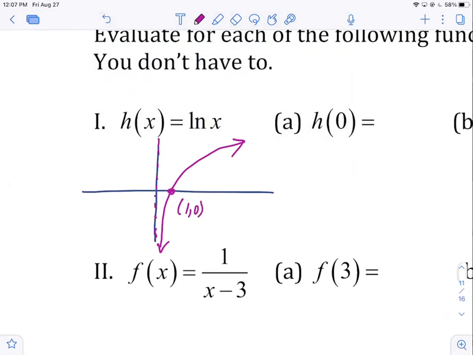The domain is everything to the right of 0. And it's interesting to note, of course, the natural log of 1 is 0. But if you take the natural log of anything between 0 and 1, you're going to get a negative number, like the natural log of a half is some negative number. And if you take the natural log of anything greater than 1, it's a positive number. That's what the graph looks like. So part A, what is h of 0? 1. Are you sure?